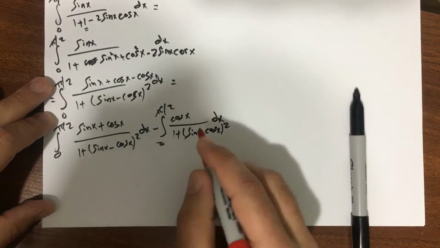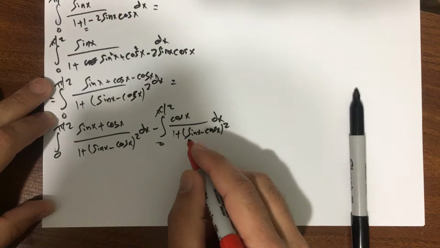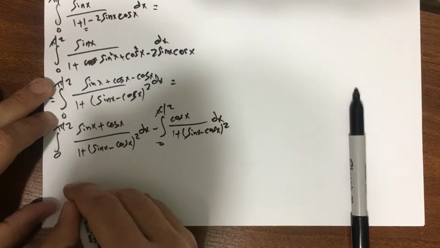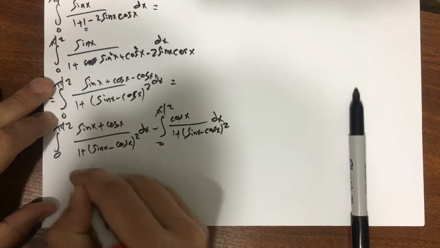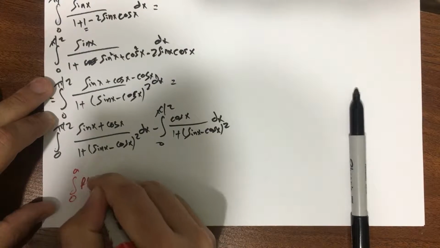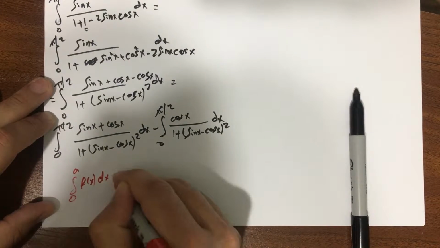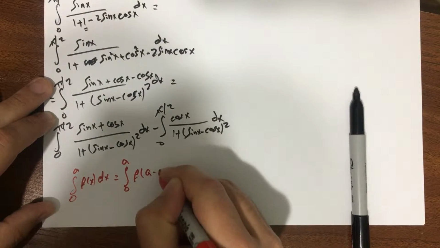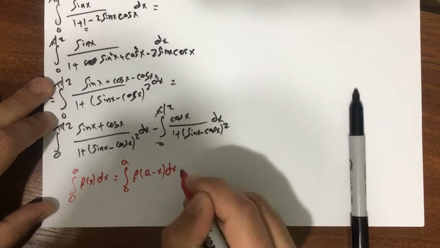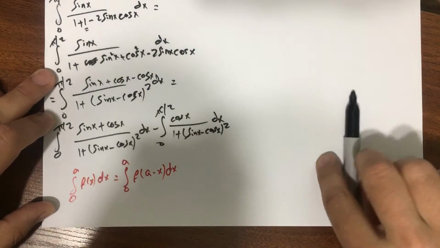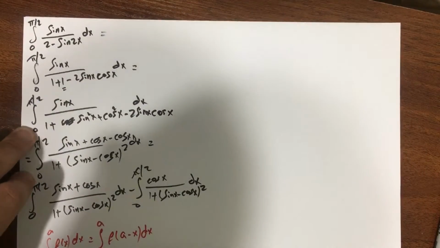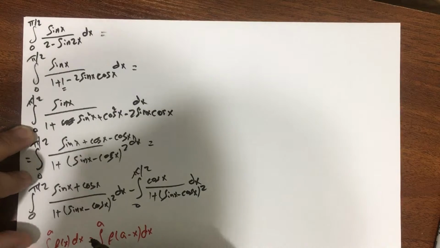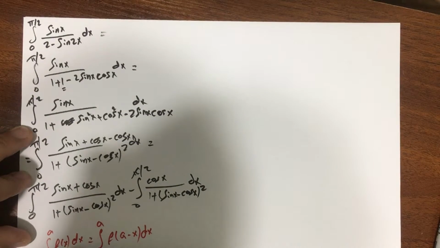Now there is a property of the definite integral, which is the integral from 0 to a of f of x dx equals the integral from 0 to a of f of a minus x dx. This can be easily verified using a u substitution of, for example, x equals a minus u, or on the right hand side u equals a minus x.